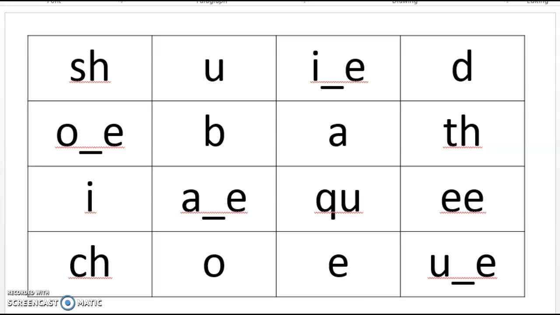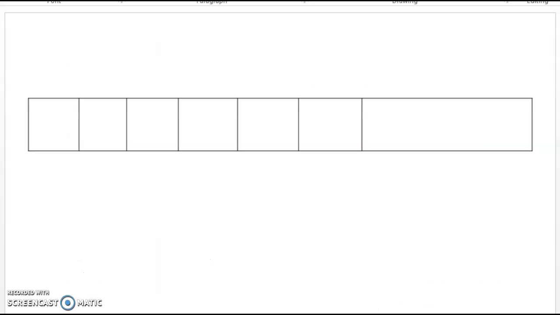It should sound something like this. Sh, I, D, O, B, E, A, Qu, E, Ch, A, U, U. And now we're going to get into some chaining.